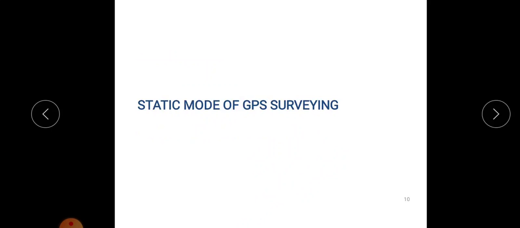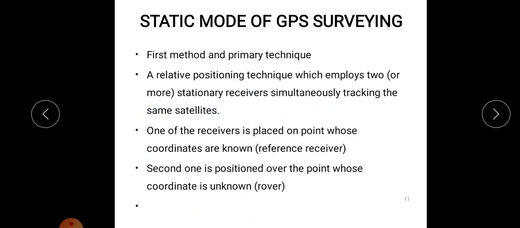So first, the static mode of GPS surveying. This static mode of GPS surveying is the first and primary technique. Here it will be a stationary condition. It is a relative positioning technique which employs two stationary receivers simultaneously tracking the same satellites. That is, there will be two receivers, and these two receivers will be stationary, and they simultaneously track the same satellites. There will be a minimum of 4 satellites, and these two receivers will be simultaneously receiving or tracking the same satellites.